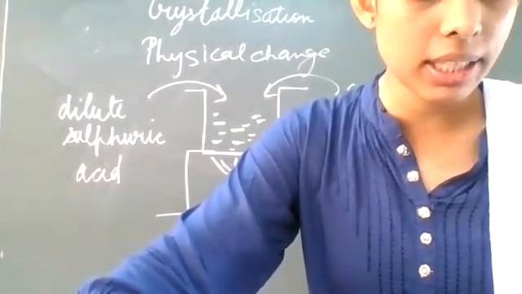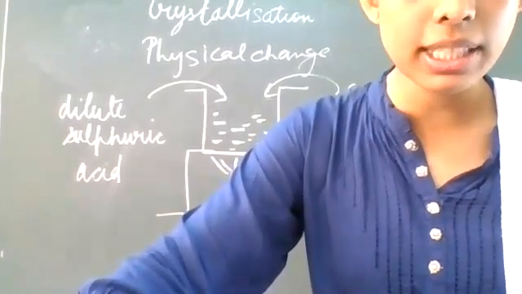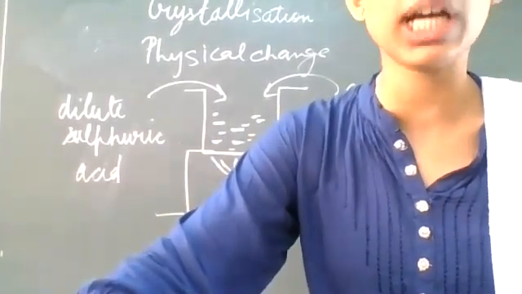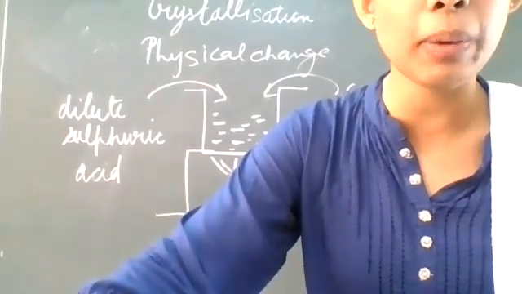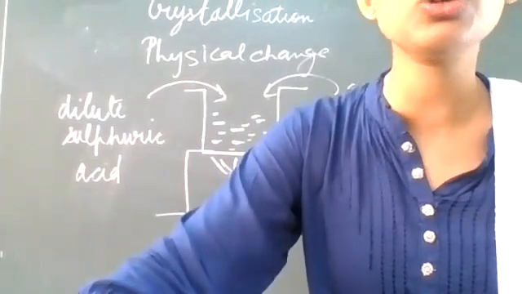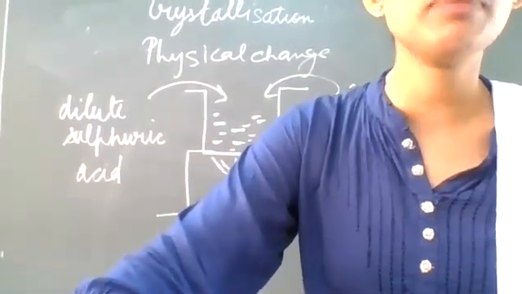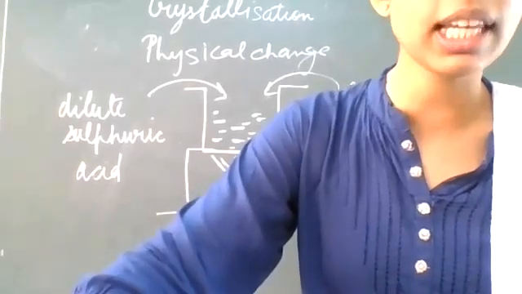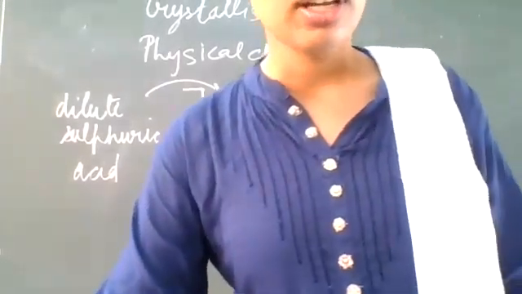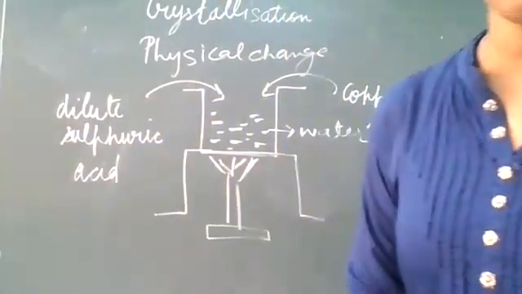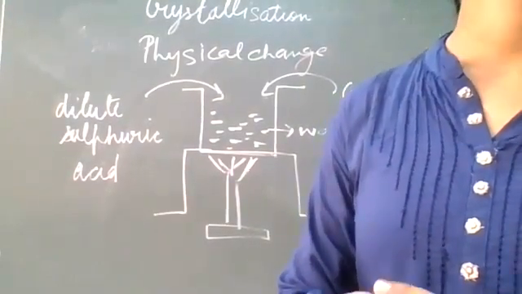Now this chapter is completed. What you have learned on page number 65: changes can be of two types, physical and chemical. Physical changes are changes in the physical properties of substances. No new substances are formed in these changes. These changes may be reversible. In chemical changes, new substances are formed. Some substances can be obtained in pure state from their solution by crystallization. Clear?